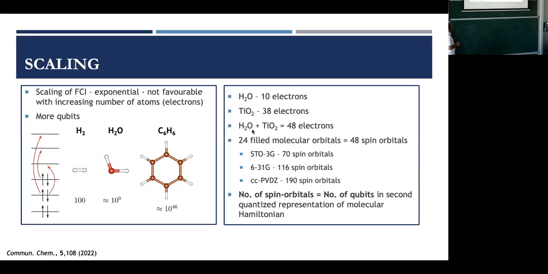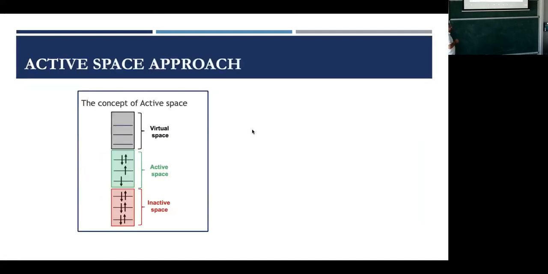For this system, we have 10 electrons on water and 38 electrons on titanium dioxide, which makes a total of 48 electrons, which means 24 filled molecular orbitals, doubly occupied, which means again 48 spin orbitals. These are spatial orbitals, and these are spin orbitals. For the minimal basis set, we need at least 70 spin orbitals, which means 70 qubits. But if we need to get a reliable energy, we need to use this basis set, which means that we need on the order of 200 qubits to understand this reaction using a full configuration interaction, for example. So that is why we choose to take this active space approach.